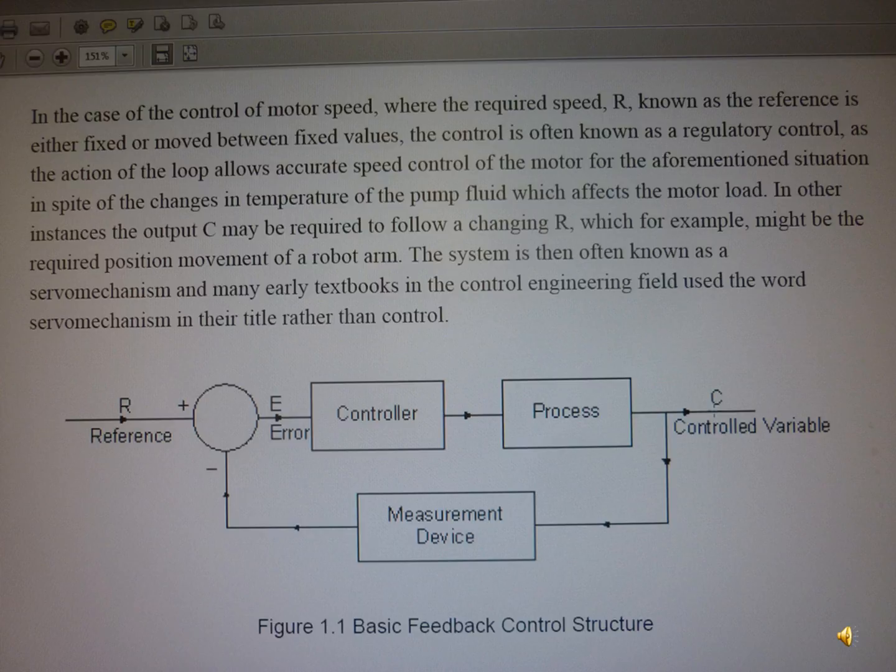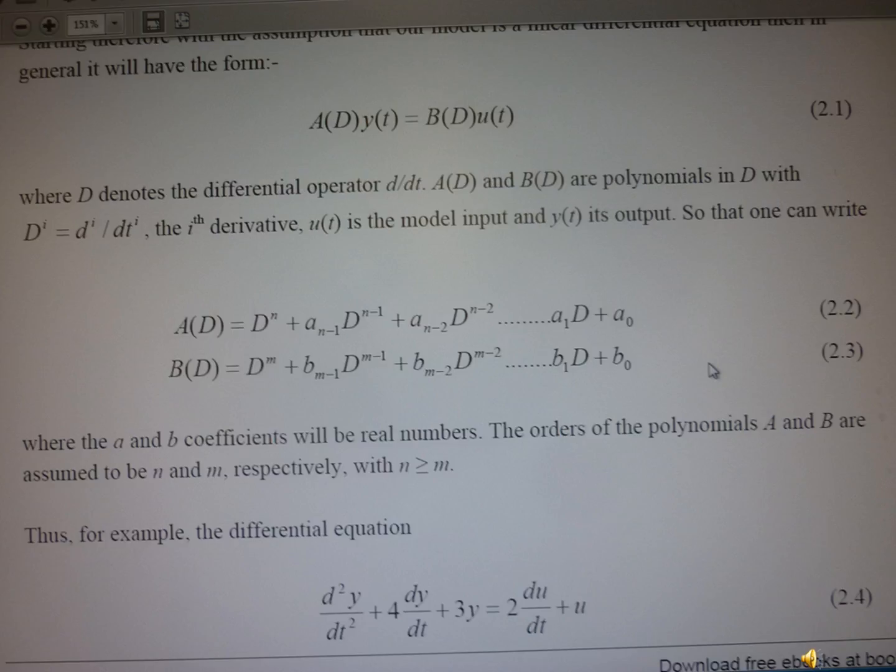Basic feedback control: the basic equation for the control is A(D)y(t) = B(D)u(t), where D denotes the differential operator, so D y(t), and A(D) and B(D) are polynomials. Therefore we write down the equation A(D) as D to the power n plus a_{n-1} D to the power n minus 1 plus a_{n-2} D to the power n minus 2 and so on down to a_1 D plus a_0. Similarly we also write down the B(D) equation. So this is the basis of the control equation, where the a and b are the coefficients.